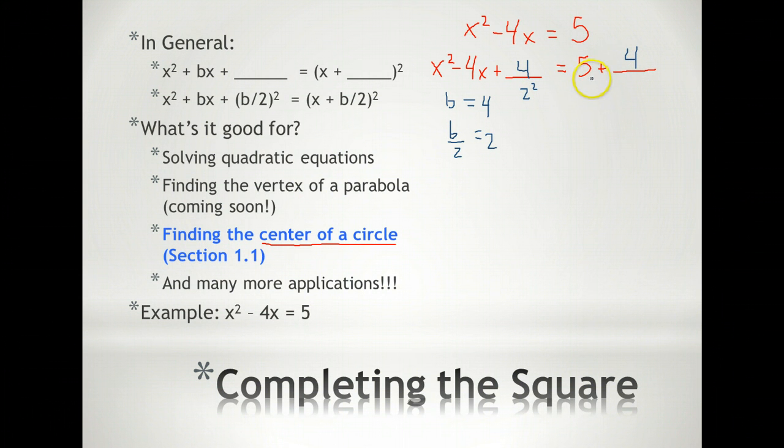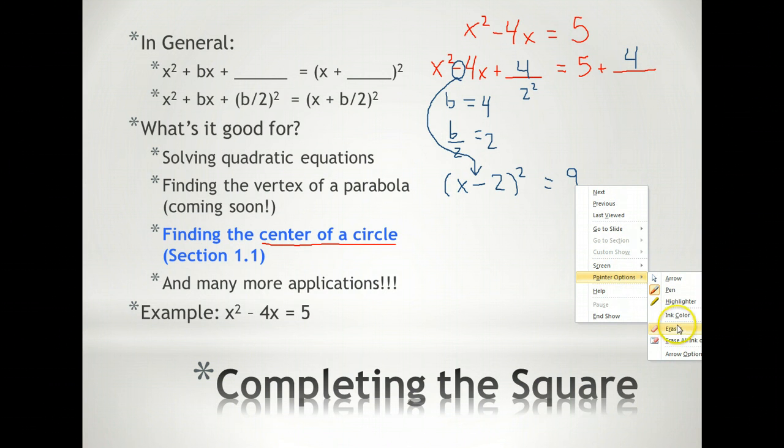So what happens is the left-hand side, I get x squared minus 4x plus 4, and I need to factor that. I factor that trinomial, and it's x minus 2 quantity squared. Why is it minus? Because this is a minus sign. It's always going to match the sign here. Let me draw a little arrow. This always matches right there. And then 5 plus 4 is 9.